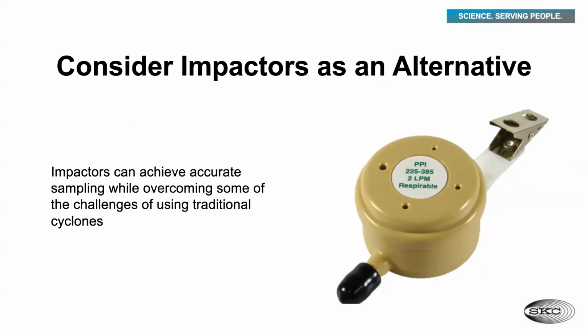So as far as the other alternative to size-selective samplers, we are going to talk about impactors. This particular one is a parallel impactor. And what that means is that, rather than having a multi-stage impactor that we'll look at here in a second, it allows 4 different size impactors to be all in parallel and be able to collect them in a much smaller package than what traditionally has been in the past.